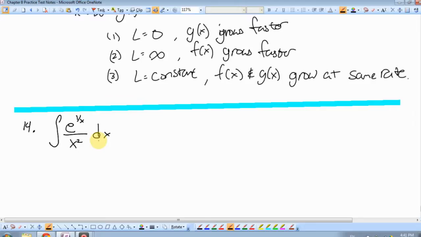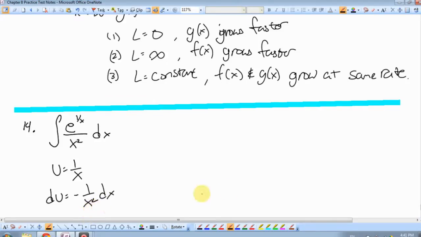A U-substitution. If you've been doing this for a while, you've probably noticed that if a U-substitution is going to work and you have an exponential function, U is going to be that exponent. So if U is equal to 1 over x, what would du be? Negative 1 over x squared. Do I have a 1 over x squared? Yes, I do. So U equals 1 over x, and du equals negative 1 over x squared dx.